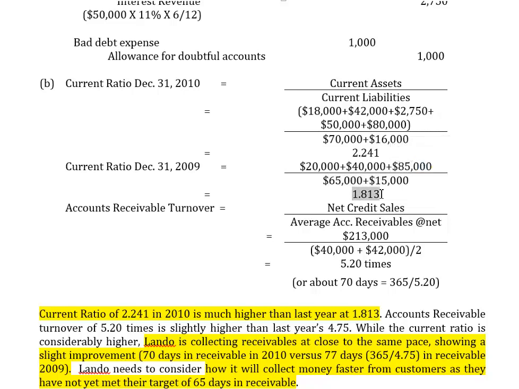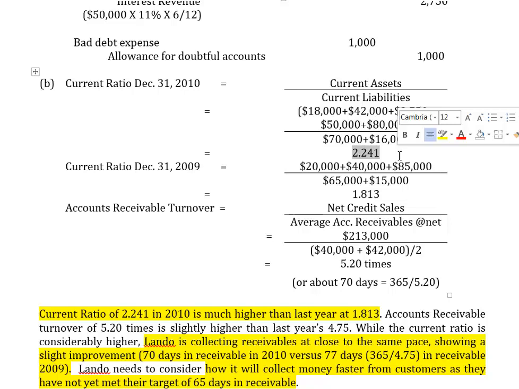So if we do the math in the numerator and the denominator, you can see we had a current ratio last year of 1.813. So this year we're doing significantly better at 2.241. And whenever you improve, it's never a bad thing when your current ratio goes up. The only issue is here, did it meet our target, right?